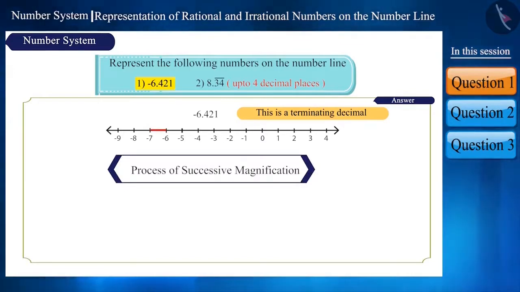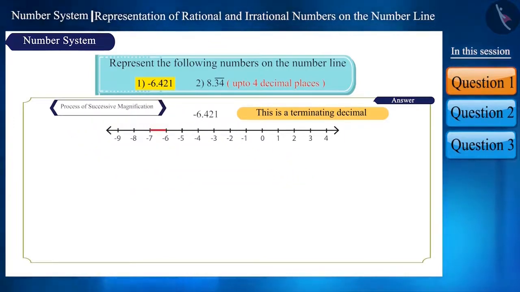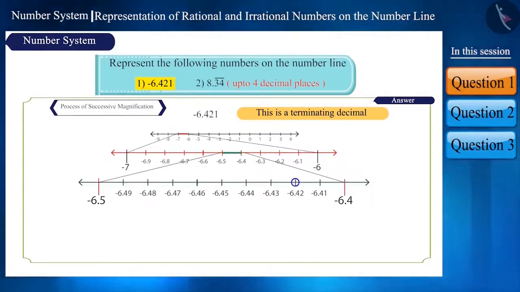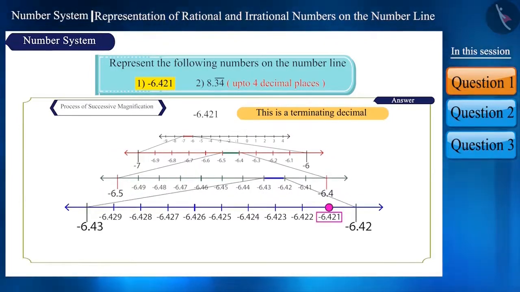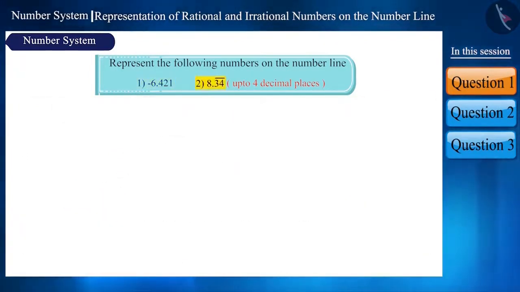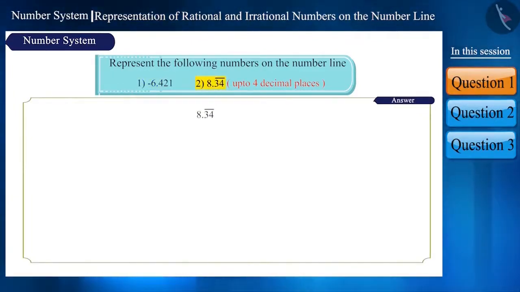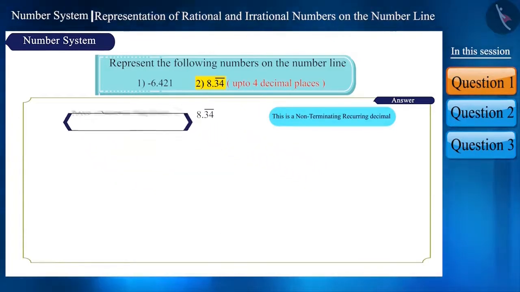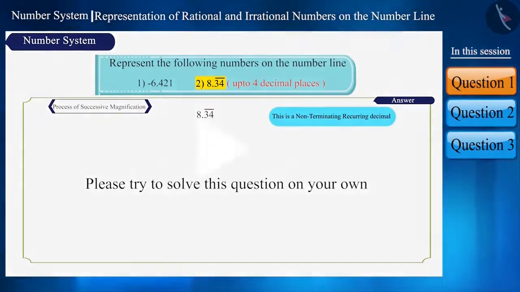We will represent this number using the process of successive magnification like this. Now the number will lie between minus 6.42 and minus 6.43. Here. Friends, the second number is 8.34 bar. And according to the question, we have to represent it up to 4 decimals on the number line. This is a non-terminating recurring decimal. Will we be using the same process of successive magnification here? Yes. Please try to solve this question on your own.